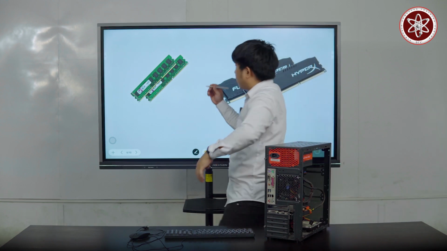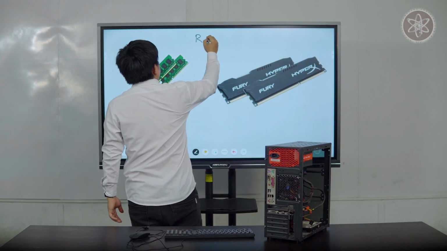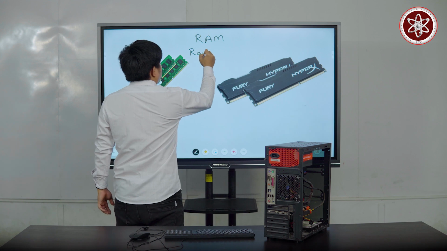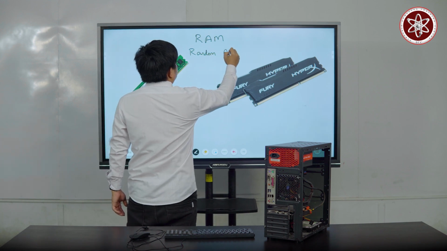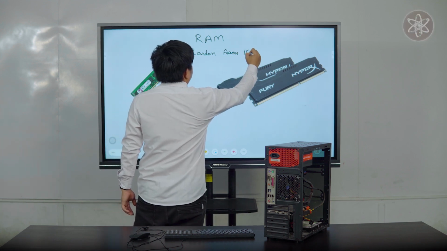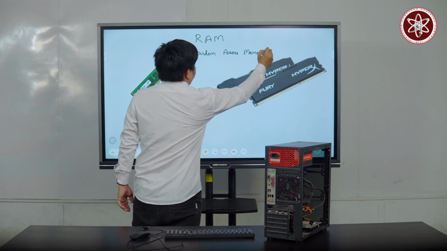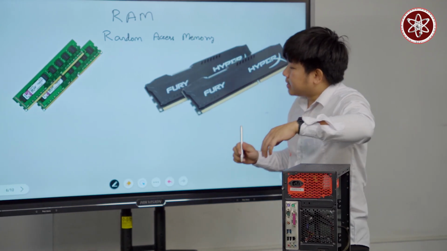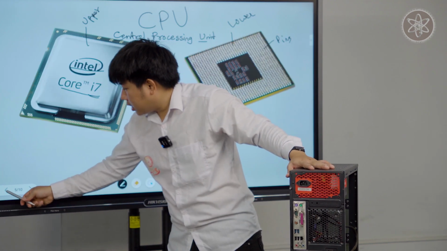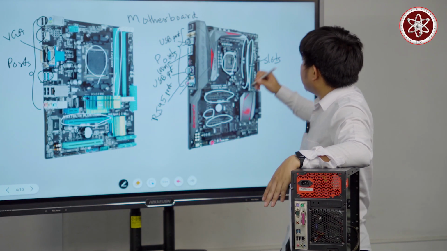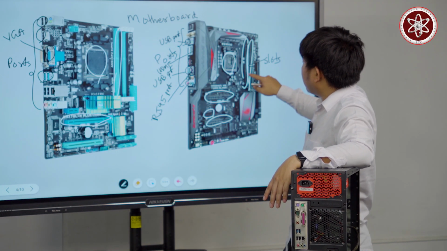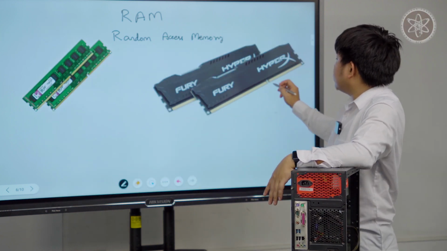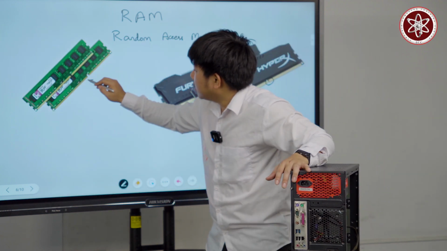So this is called RAM. The long form is Random Access Memory. Random access memory is when you look at the motherboard. Here, there's a slot. It's a very long one. Random access memory is also long, and you can see a little bump here.